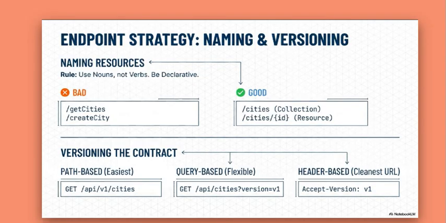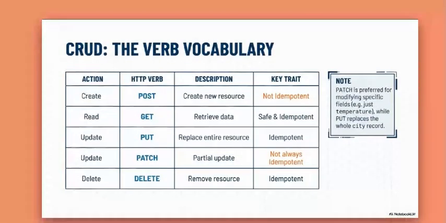There's another nuance here between PUT and PATCH. The note says PATCH is often preferred. Why? Think of PUT as replace. You're sending the entire file again. If you PUT a user record but forget to include their email address, the database assumes you want the email to be blank. It wipes it out. Ouch. And PATCH? PATCH is modify. You say change the email field to this new value and leave everything else alone. It's much, much safer for partial updates.